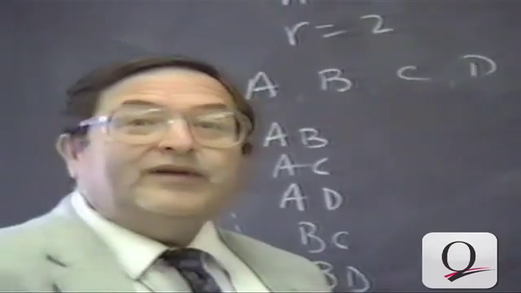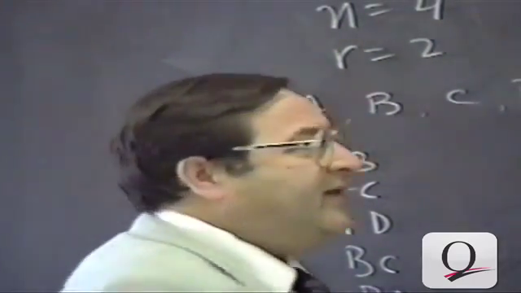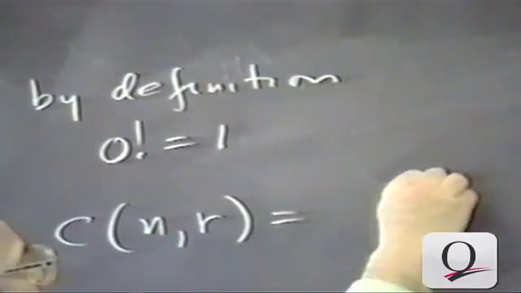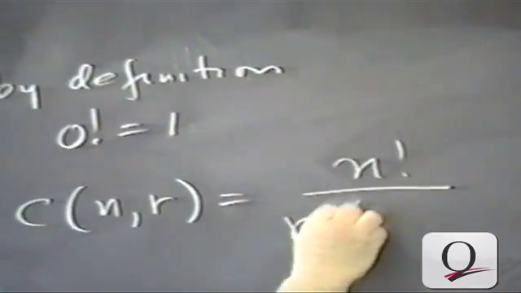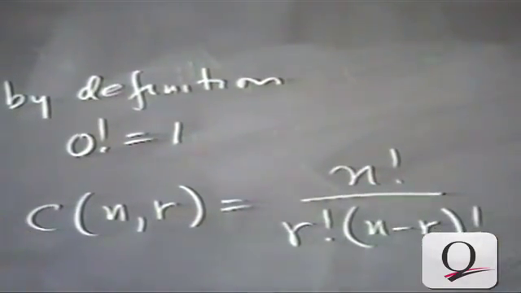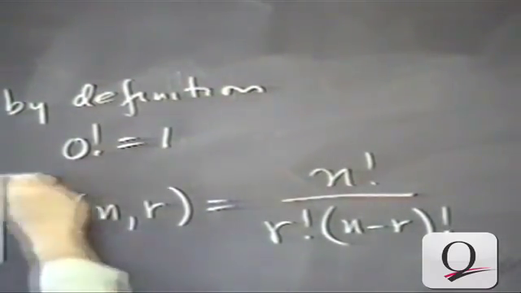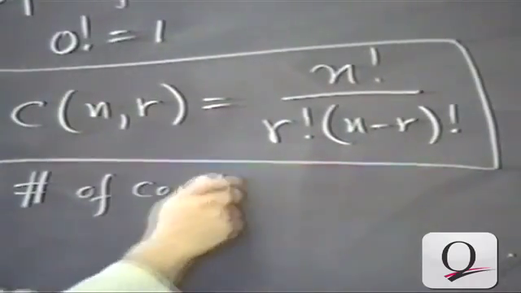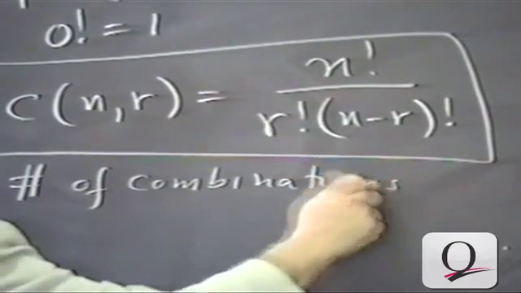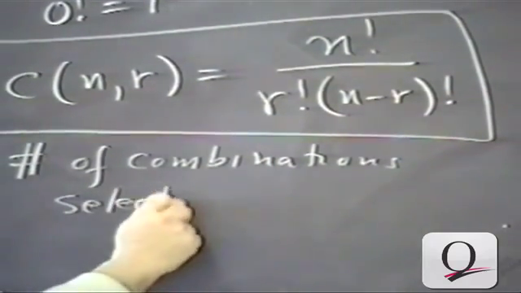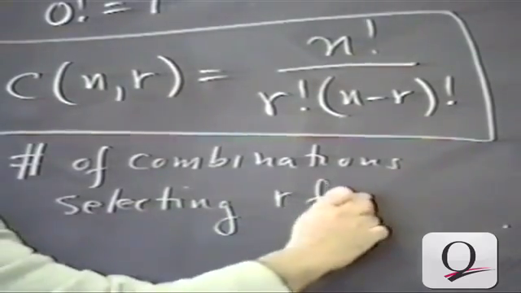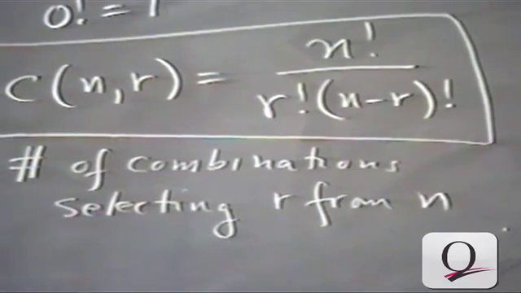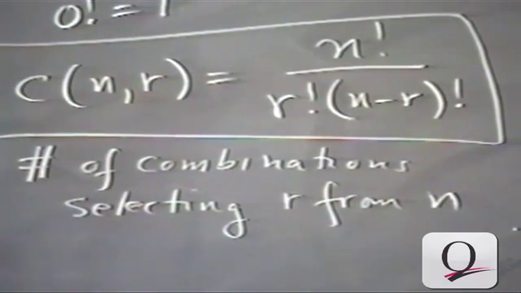The formula for the number of combinations of r objects from n is n factorial over r factorial times (n minus r) factorial. And this is the number of combinations selecting r from n. So we're already used to dealing with factorials. Let's take a few examples.